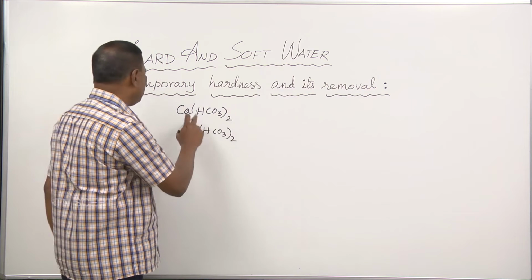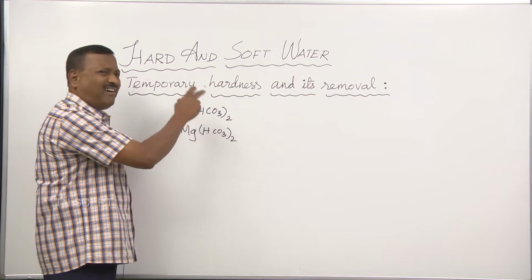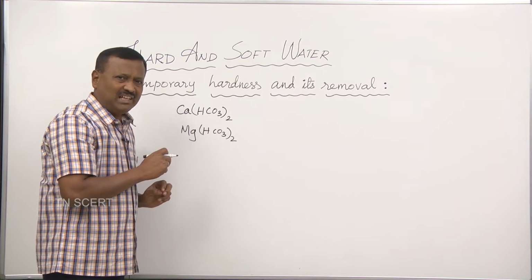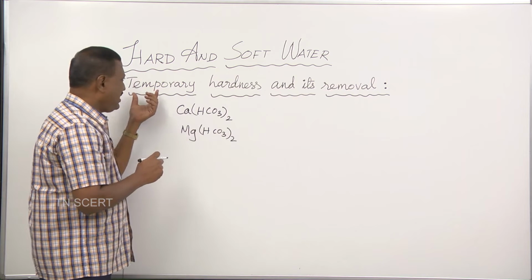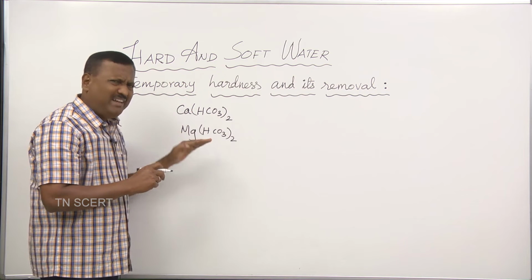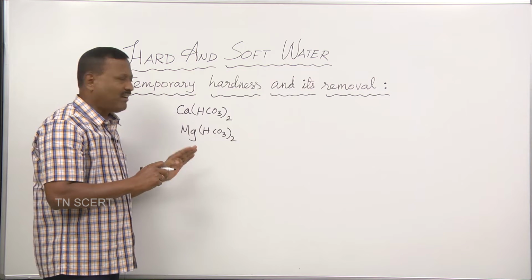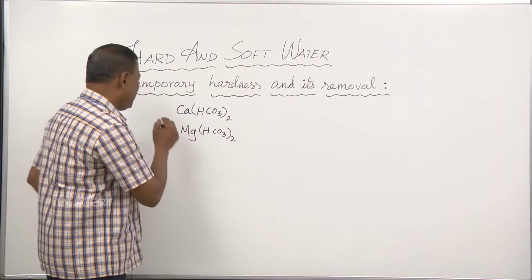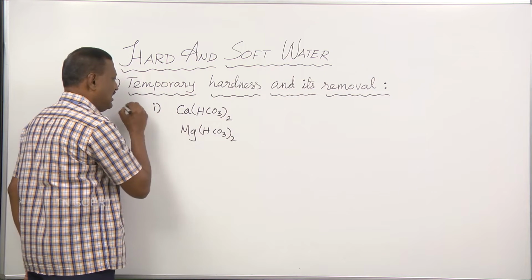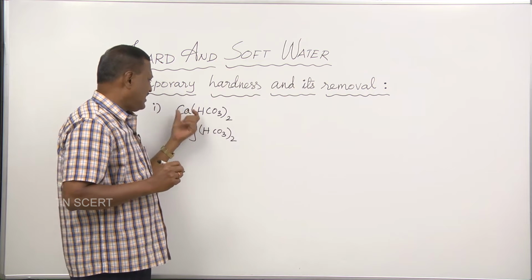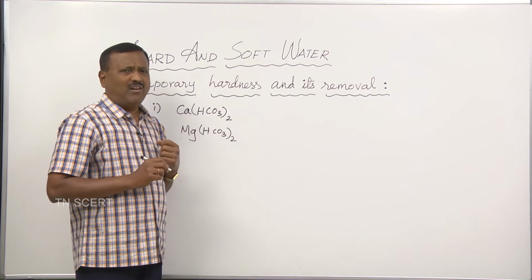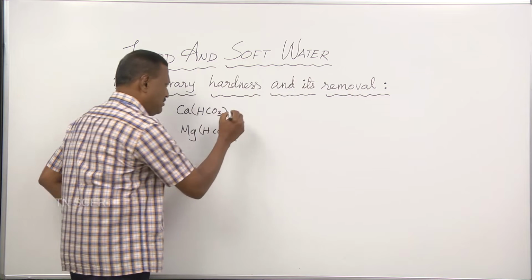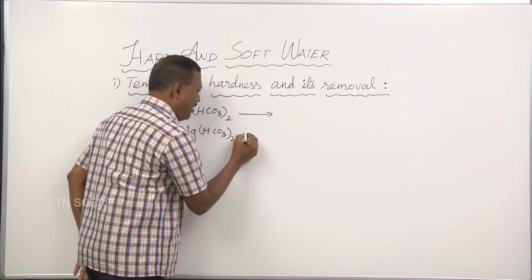That hardness is called temporary hardness. When these two soluble bicarbonates are present, that water is called temporary hard water. That temporary hardness of hard water can be removed by some methods. The first method is that the hard water that consists of these two soluble bicarbonates, calcium bicarbonate and magnesium bicarbonate, is just boiled.